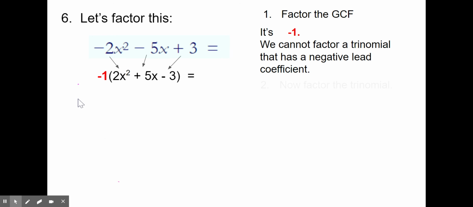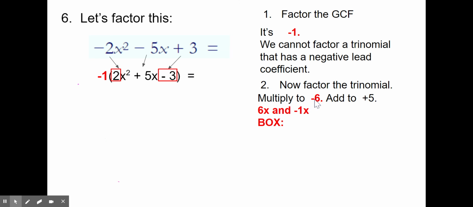So now I'm going to factor this trinomial. If I don't readily know how to factor this trinomial because it has a lead coefficient of 2, I make sure I multiply my lead coefficient with my constant, my a times my c term. So 2 times negative 3 multiplies to negative 6. What are two factors of negative 6 that add to my middle term of positive 5? Well, 6 and negative 1. So I can replace my positive 5x with 6x and negative 1x.